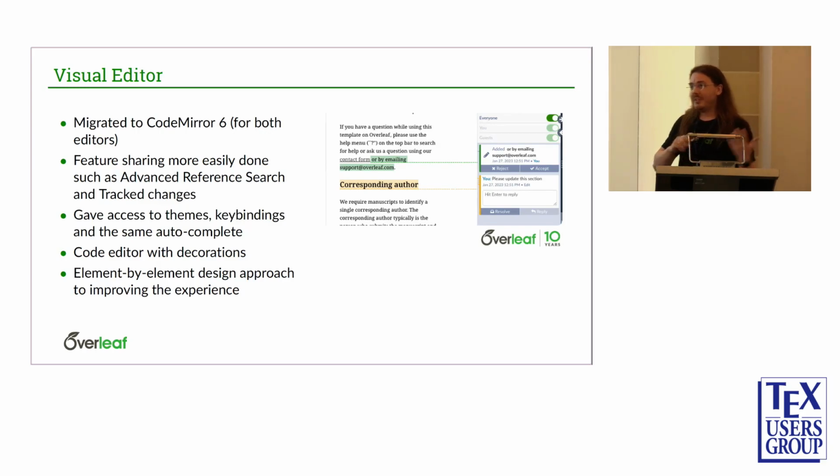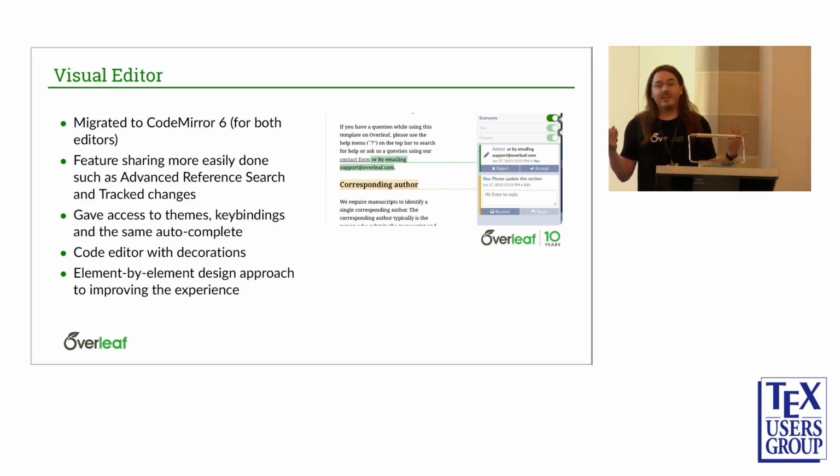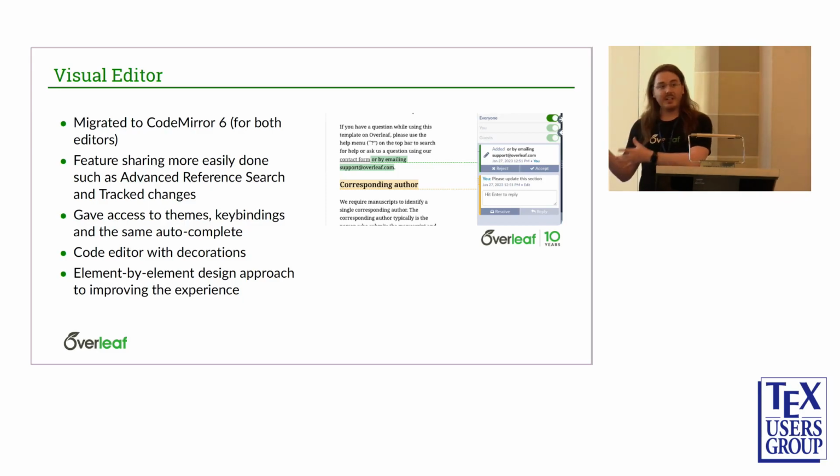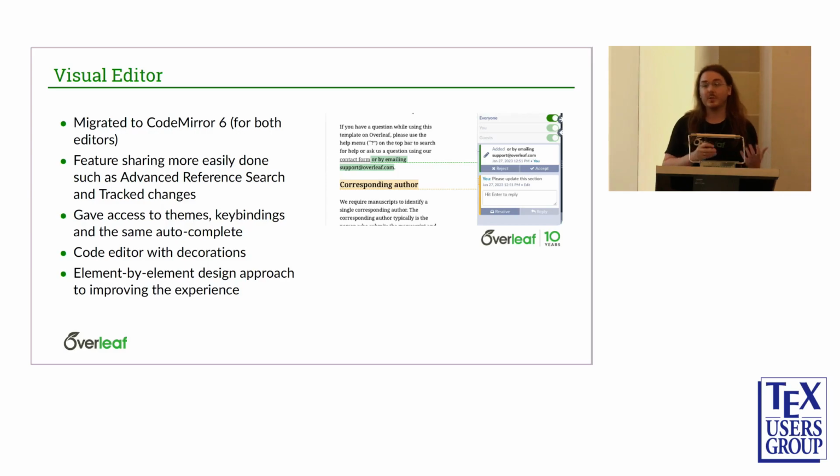And so more recently, what we've done is we have migrated both of the editors into Code Mirror 6. And what that means now is that the backend for both editors is the same, and the only thing that's different is your visual interaction with that editor. What that means is that suddenly all of the features that we had that worked in the code editor, as we now call it, could easily now work in the visual editor. So advanced reference search, track changes, making comments, all of these things are now working in both editors.